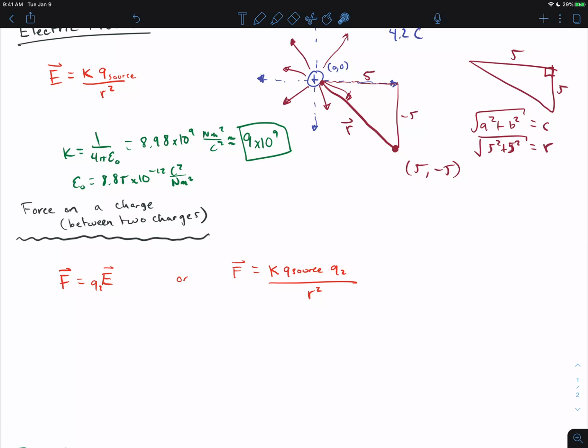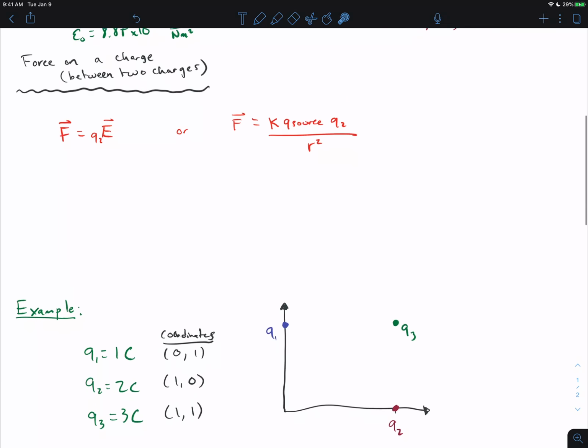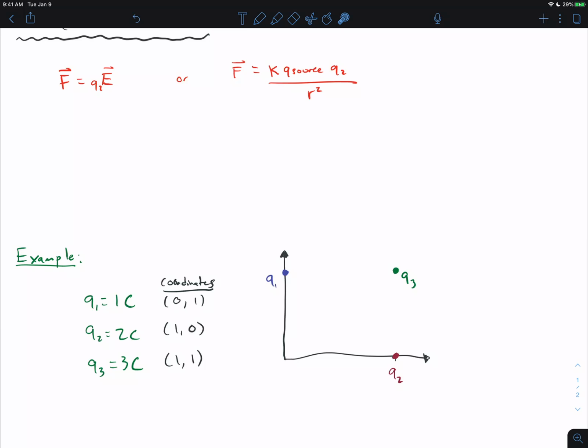I guess we have a little bit of time, so what I want to do is go through an example with you with 3-point charges.